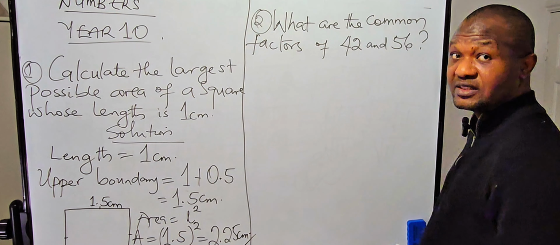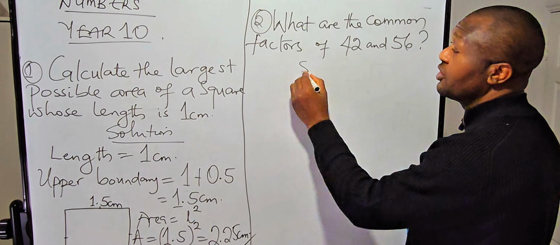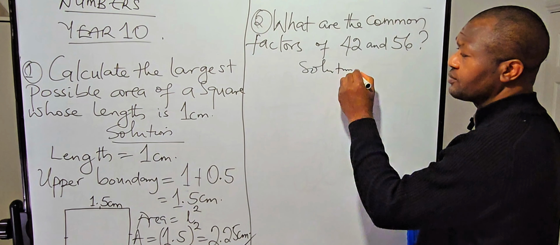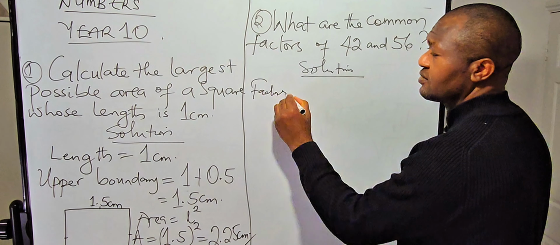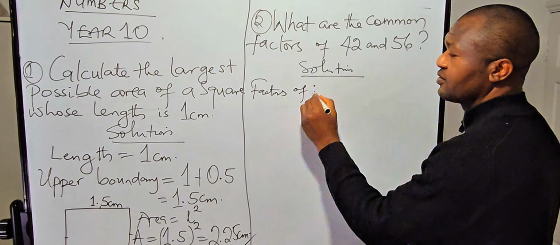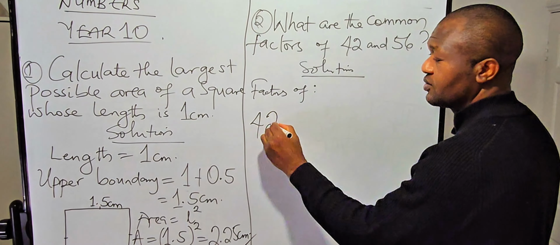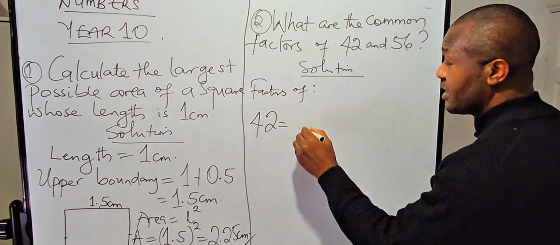We did something like this in the previous class. This is very simple. You write your solution, then the factors of 42. You can list them out if you want to.